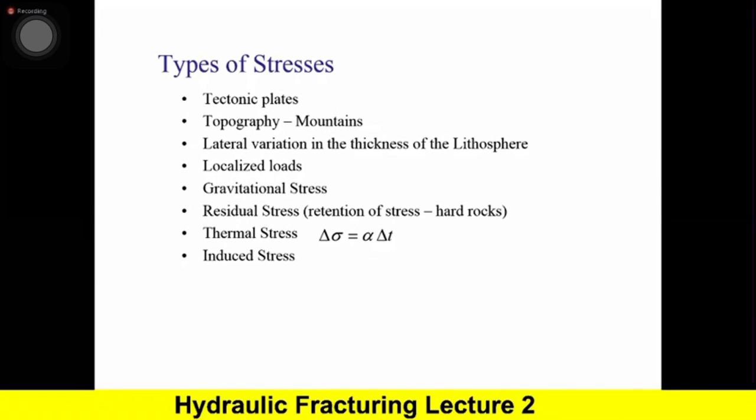Let us look at it. Then we'll talk about topography, the mountains, lateral variation of the thickness of Earth, sometimes localized load, and it may be just the weight of the rock. Thermal stresses can be important also. We sometimes take advantage of this in the fracturing process. I will talk about it a little bit.